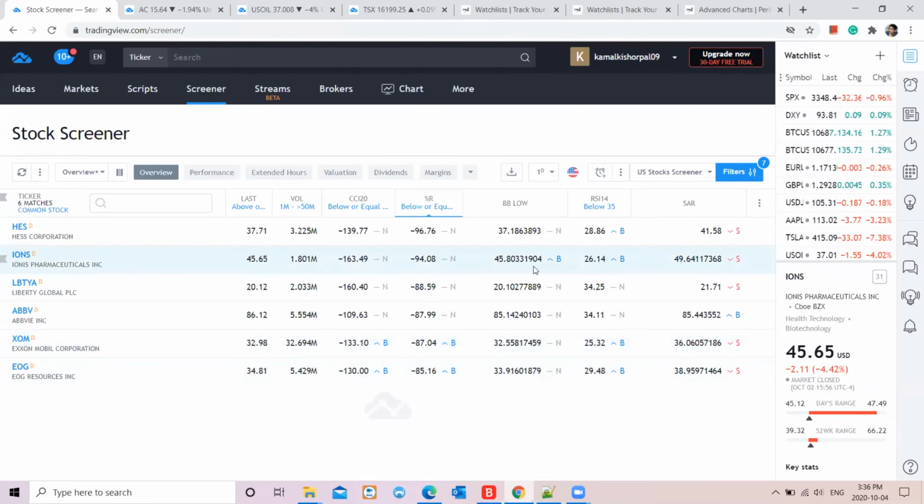Three of them. 1, 2, and 3. You can check the chart if you want. Otherwise, these are the three which I will look at: Ions, Liberty, and ExxonMobil. So I think these screeners should be helpful.